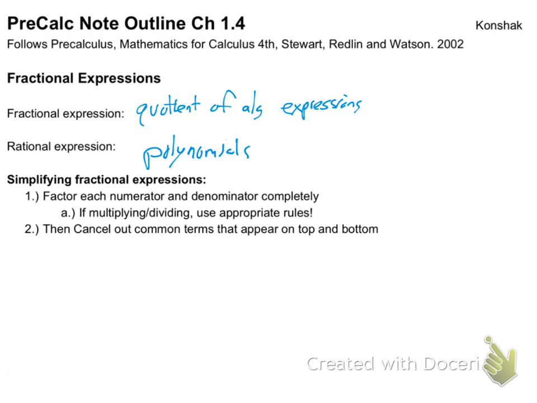And so I got a couple steps there, and these steps actually cover the first couple examples. And it's to simplify, because anytime we have a fraction, you always want to simplify it to the best of our ability. So number one, you just factor each numerator and denominator completely. You're going to want to break it down to all of its parts. And if we're multiplying or dividing, use the appropriate rules.